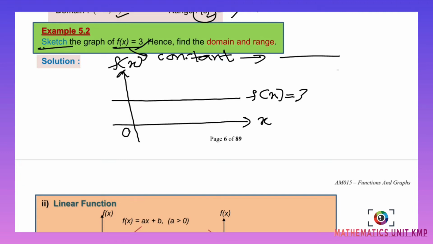So what is the domain? Domain is negative infinity to infinity, and range is 3. Set notation. That is a constant function.